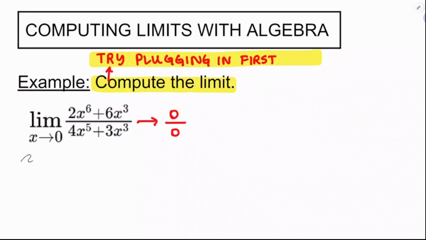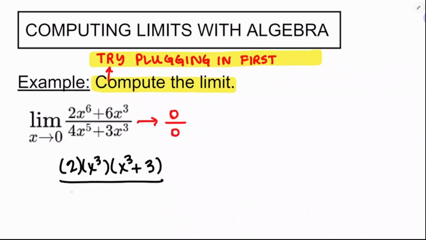And so what we're going to do is factor the numerator and the denominator. I can see a 2 and an x cubed, because I know I want to cancel. I'm going to write everything that's multiplied together in parentheses. 2x cubed times x to the 3 plus 3 more. And then in the denominator, we're going to factor out 3 powers of x. We'll be left with 4x squared plus 3.